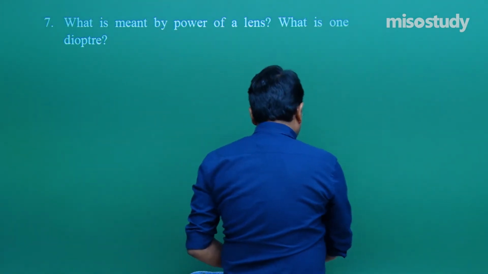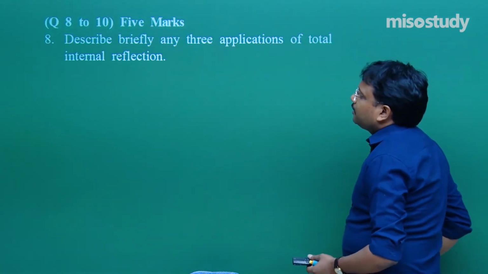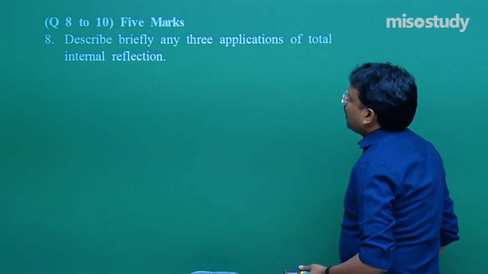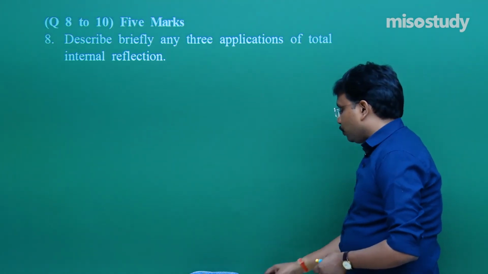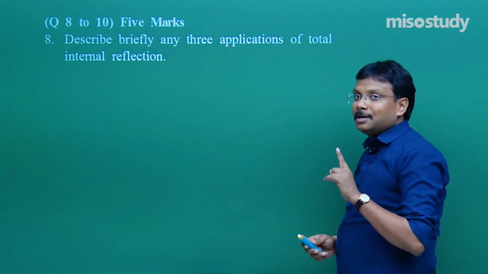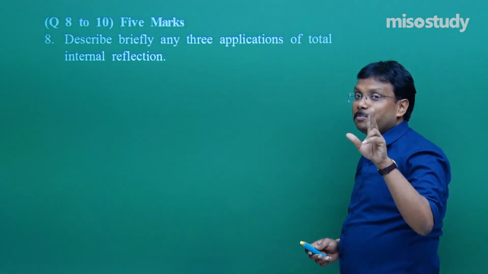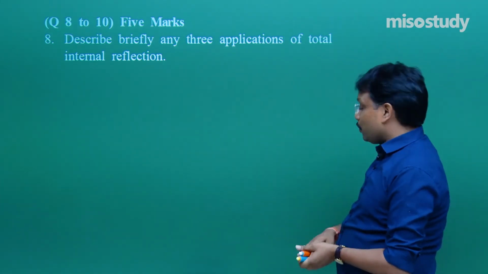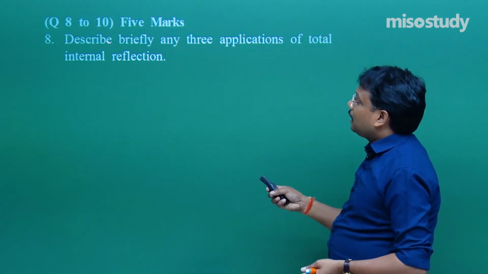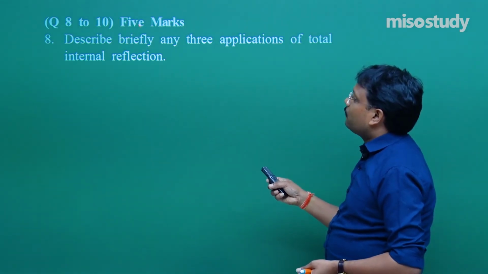Then comes students question number 8. Fine. Now question number 8 is: describe briefly any 3 applications of total internal reflection. That's why I mentioned in the starting of the video that the same type of concept I will use for 2 questions. This question is for 5 marks, and the other question, in which I mentioned optical fiber, fiber optic cable, is for 3 marks.